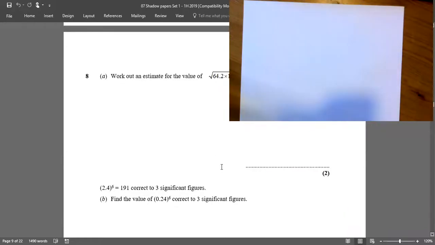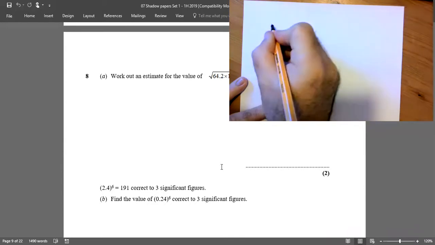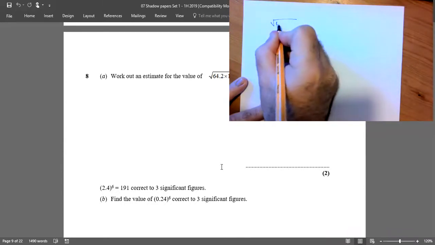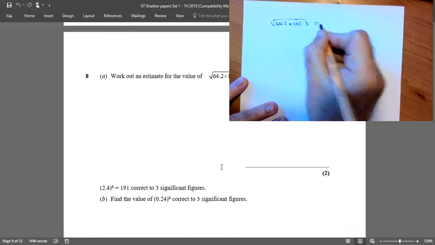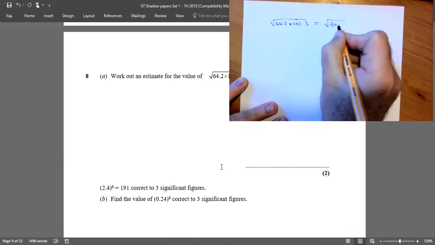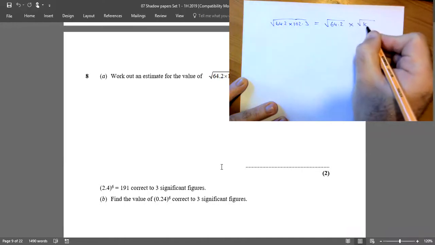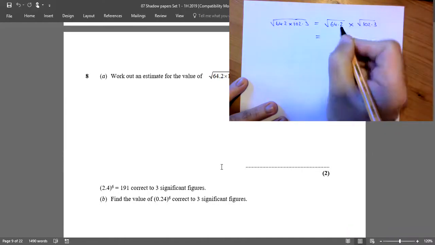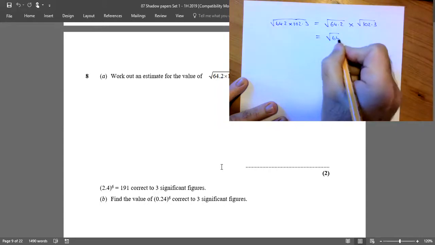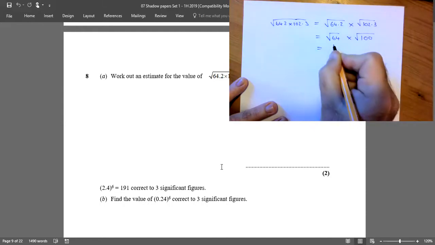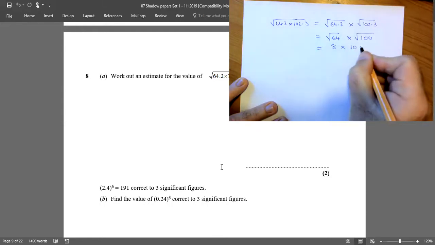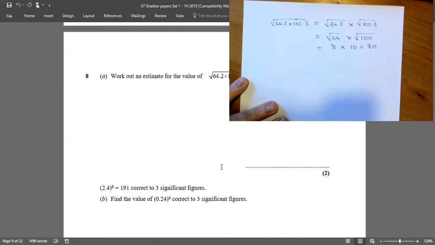Okay, so question number 8. Work out an estimate for root 64.2 times by root 102.3. So using our third rules, root 64.2 multiplied by 102.3 is the same as root 64.2 times by root 102.3. Well, 64.2 is roughly 64. 102.3 is roughly 100. Square root of 64 is 8, times by square root of 100 is 10. So my estimate is 80.